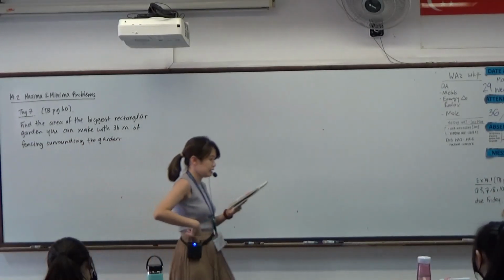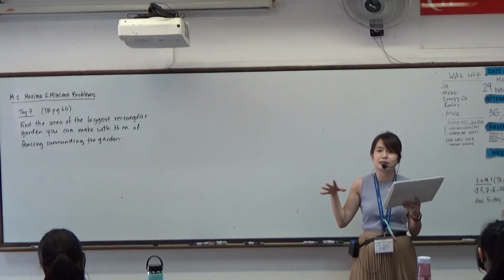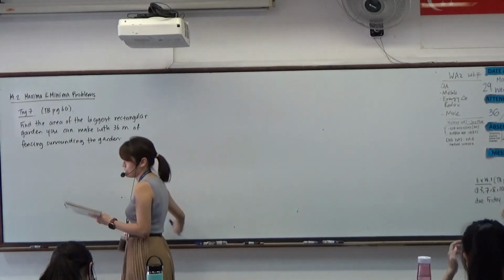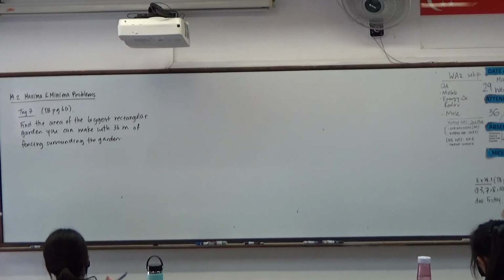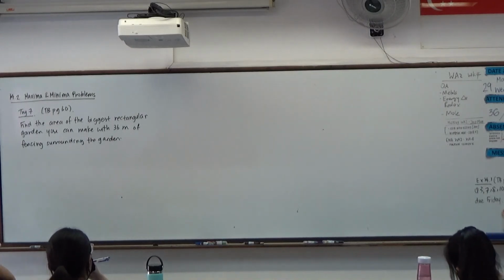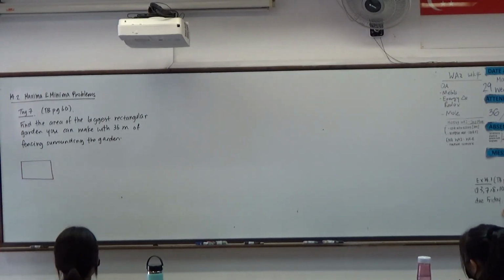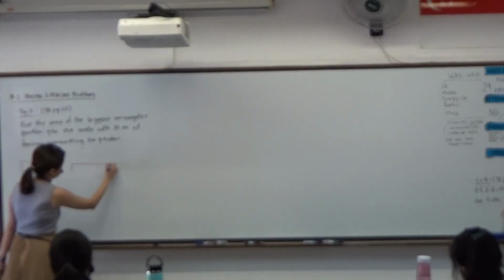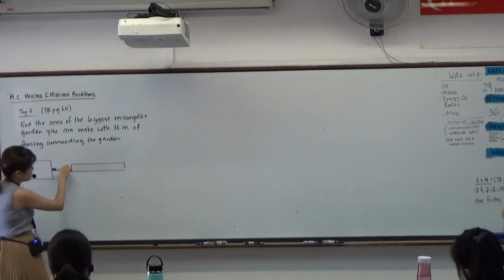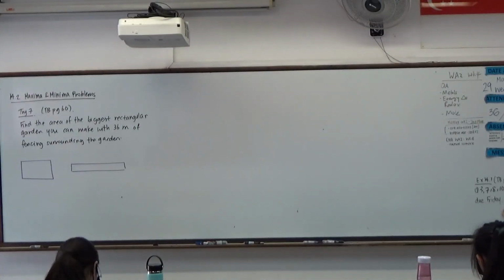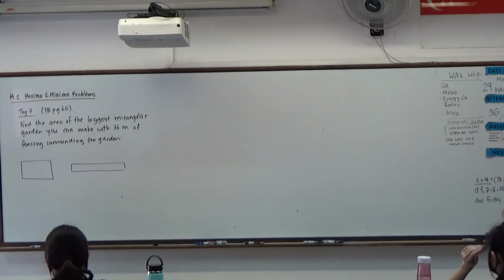We are asked to find the area of the biggest rectangular garden that we can make with 36 meters of fencing surrounding the garden itself. If I have 36 meters of fencing, there are many ways for us to construct our garden. It could be of this kind of sizing, or it can be very long and yet very narrow in terms of its depth, such that it becomes 36 meters itself. So there are many kinds of rectangular sizes that could give us a perimeter of 36 meters.